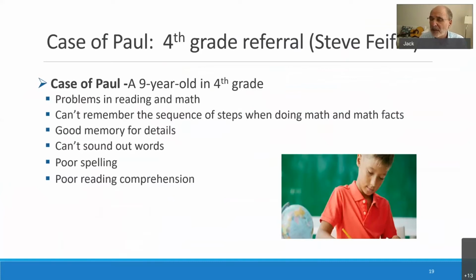Do you use any of his work, like the FAR or the FAM? Are you aware of any of Steve Feif's tests? That looks like a no. You should be. You really should be.